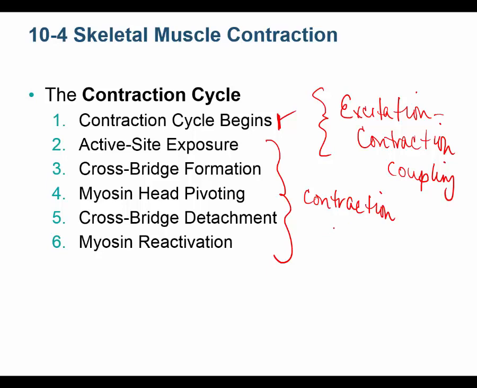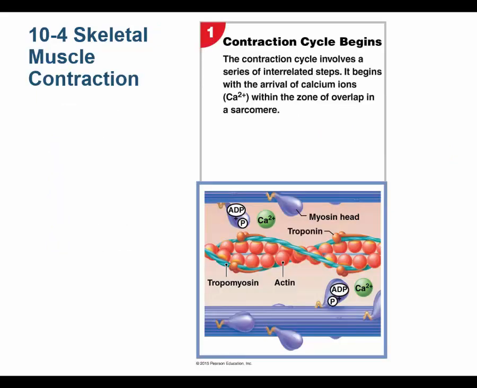What is actually happening between the motor neuron firing and the myofilaments sliding past one another? That's what we'll look at afterwards. Okay, this is the contraction cycle.